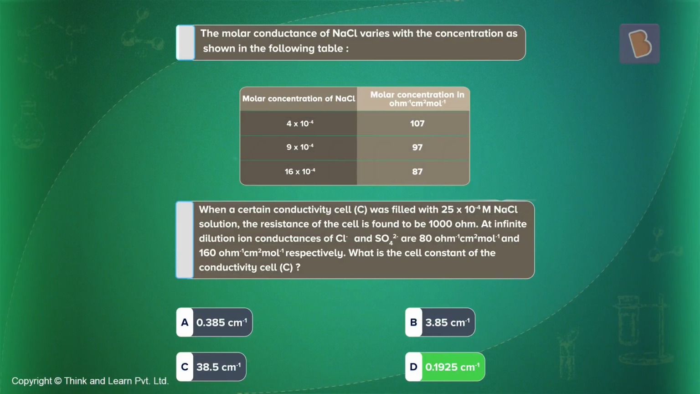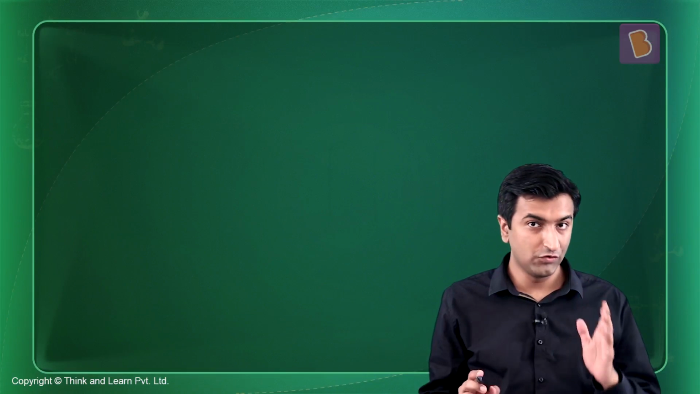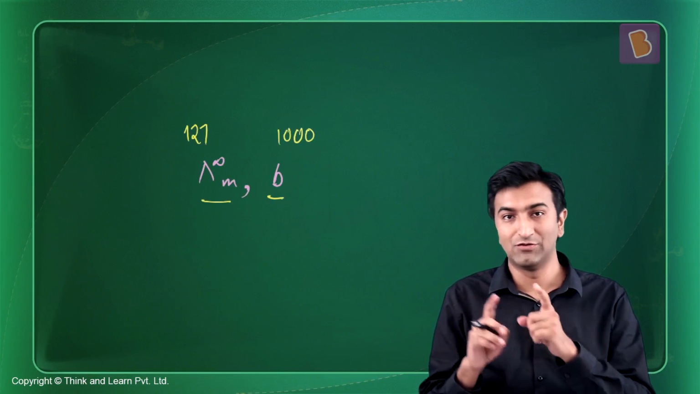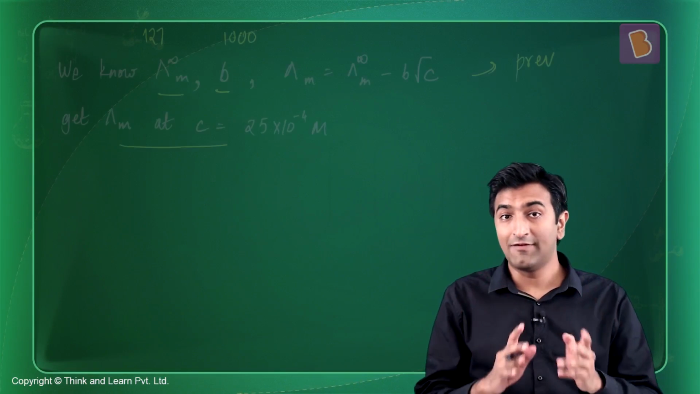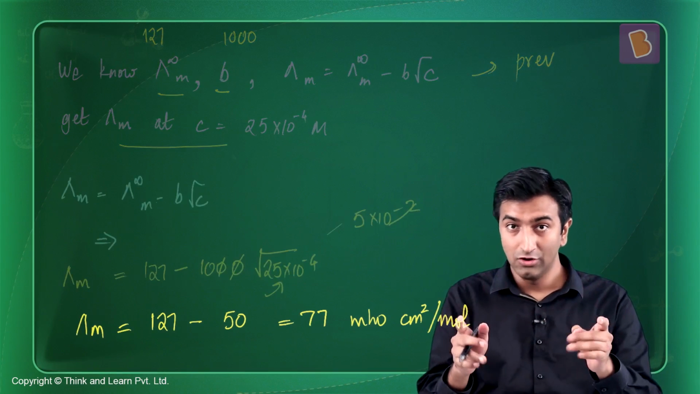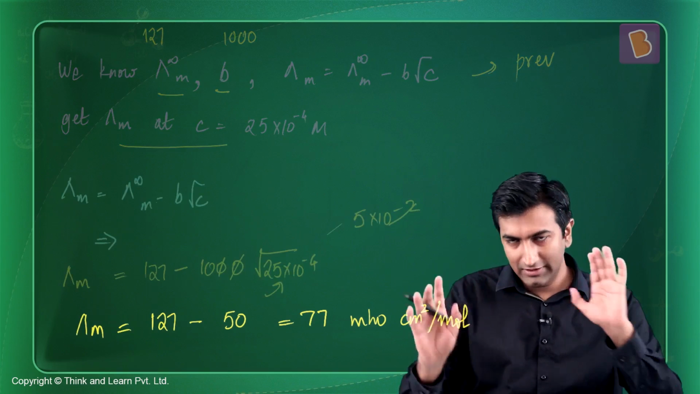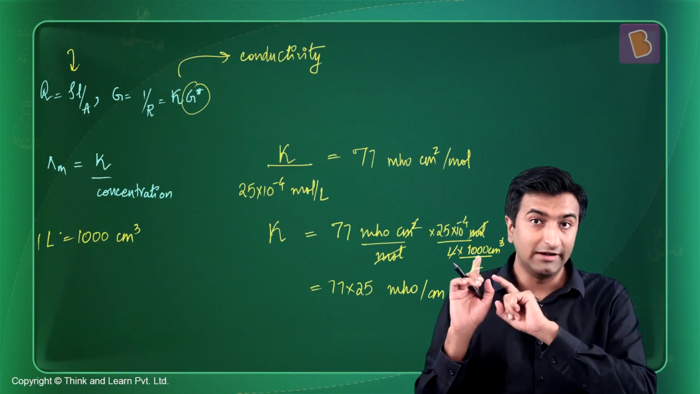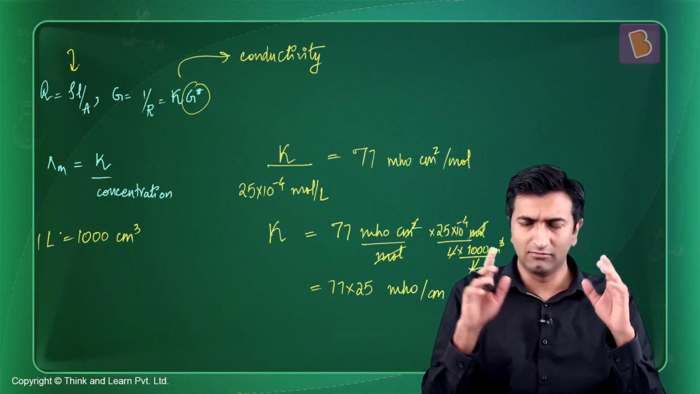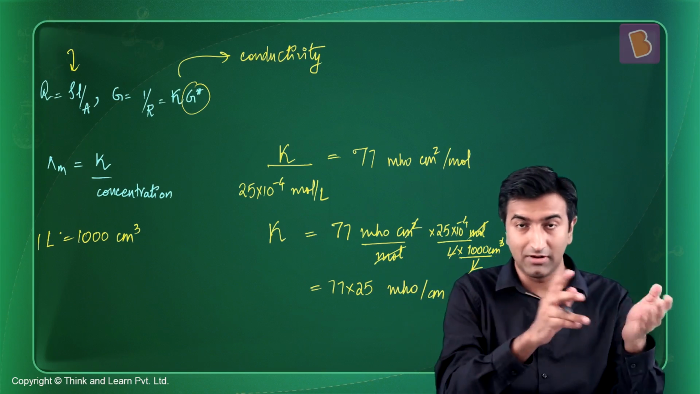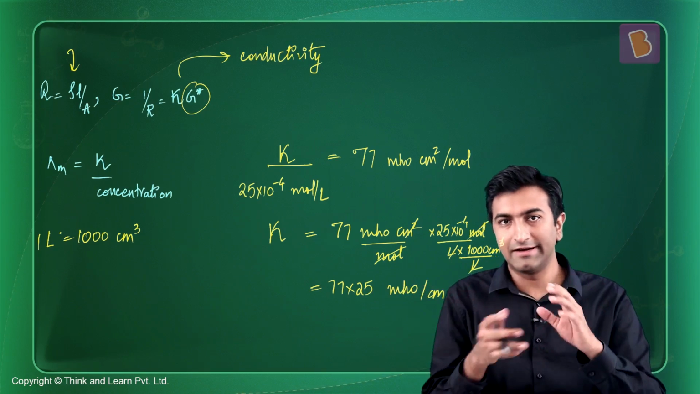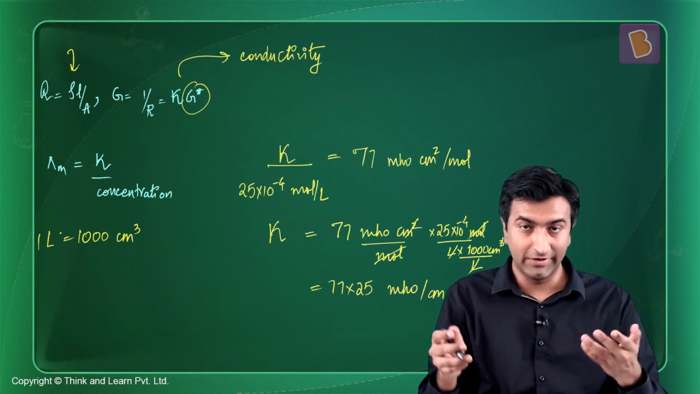Quick revision of everything we did. We used the constant values, lambda at infinite dilution as well as B from the previous question. Then we found out lambda at this given concentration. Once we had that lambda value, we held that back. And then we found out conductivity. Molar conductivity is the same as conductivity per mole, right? So I divided conductivity by concentration, rearranged things, and got the value of kappa, conductivity.